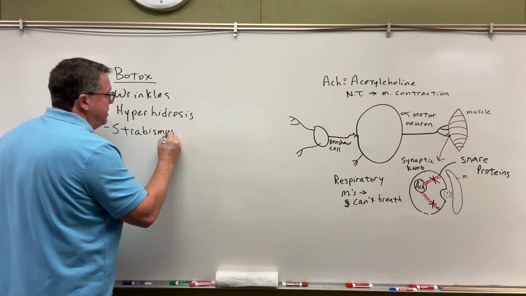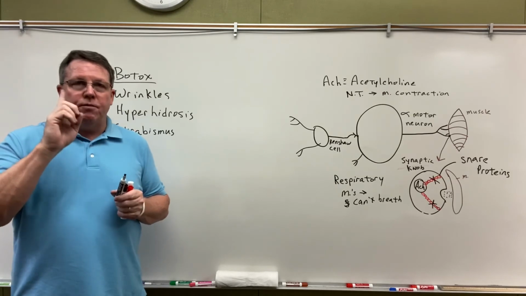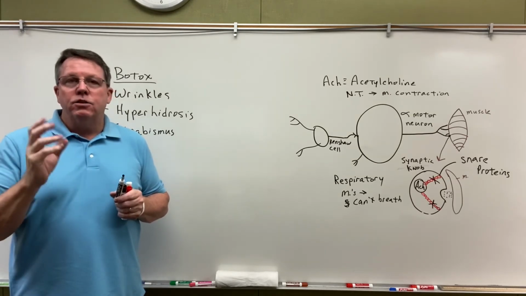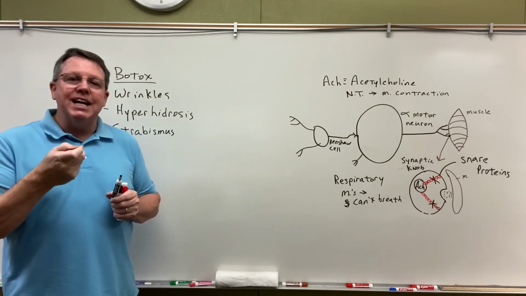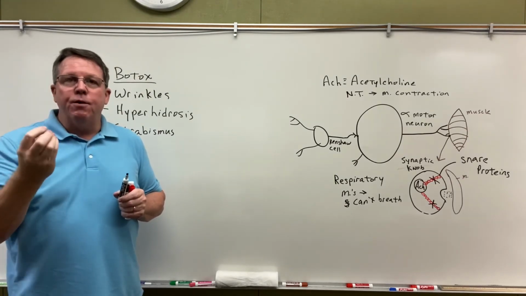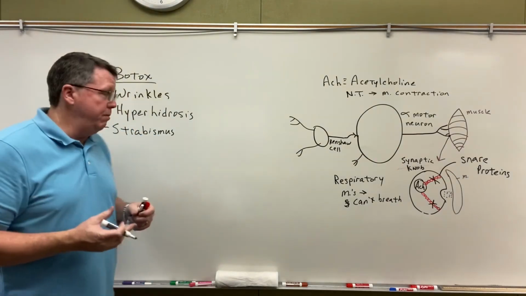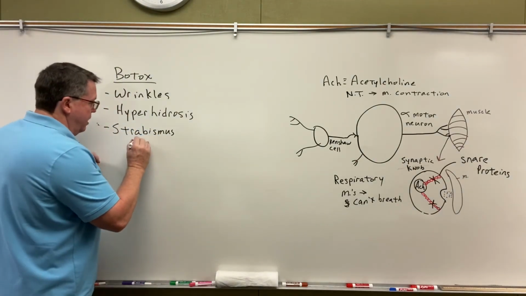Strabismus basically is being cross-eyed. And you may have seen people who are cross-eyed before, and one eye looks off to the side. So what they can do is actually go in and inject the muscles that are pulling the eye whichever way it's going, get those to relax, and then the eye will drift back more to where it should normally be. So that's strabismus. I'm going to put this cross-eyed.